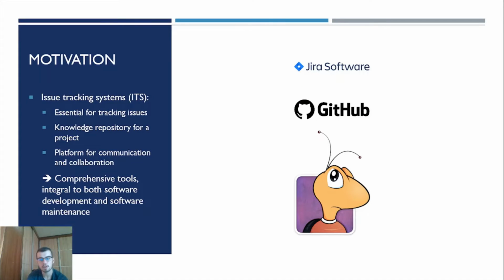The motivation behind our paper was the great importance that issue tracking systems have on software development and software maintenance. Besides being able to track issues, bugs, and feature requests, these systems are now platforms where developers collaborate, share documentation and ideas, and visualize the progress of the project. Some of the most popular issue tracking systems are presented in this figure, and they are Jira, GitHub, and Bugzilla.